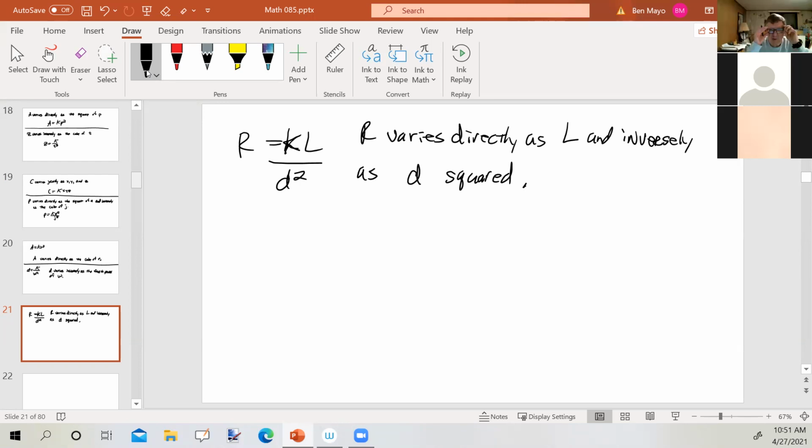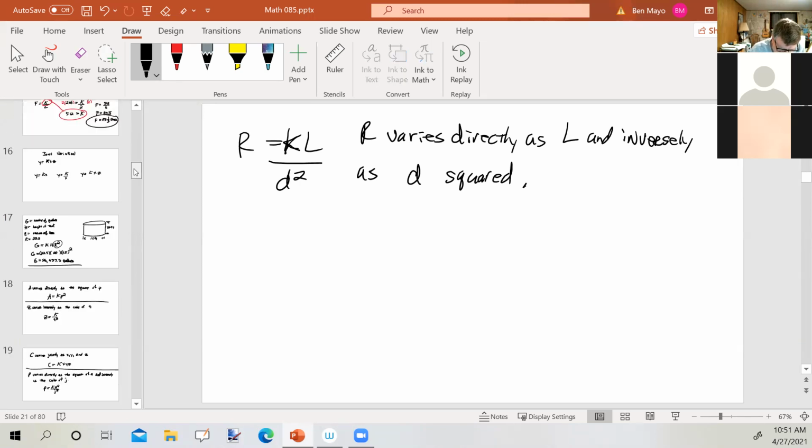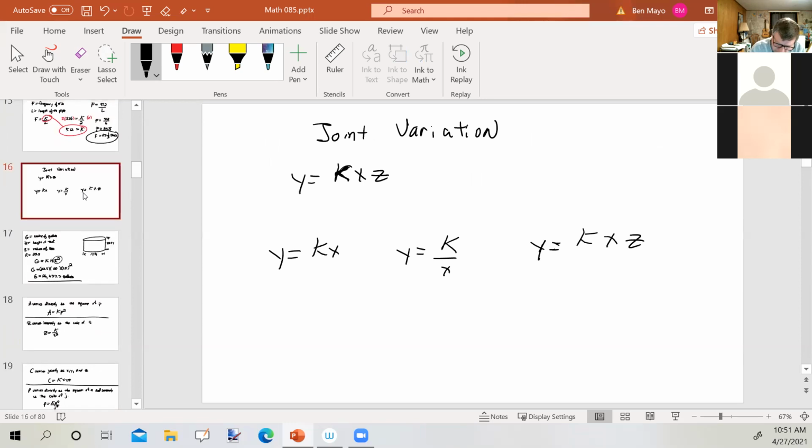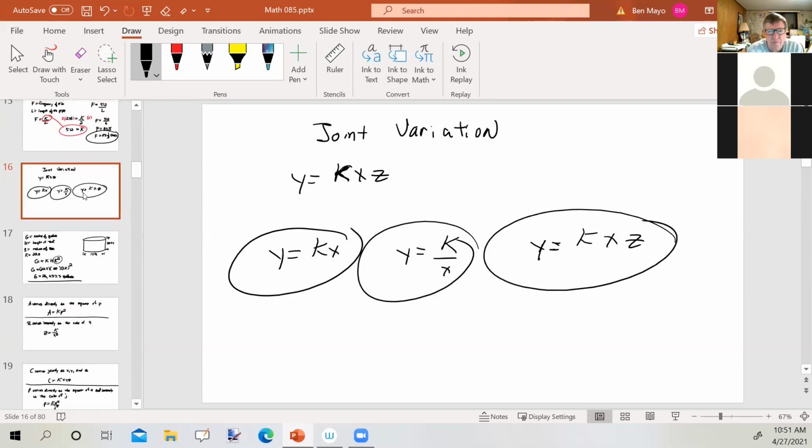All right, so you've got three kinds of variation: direct, inverse, and joint variation. So you need to have those formulas memorized for your upcoming test, the general forms. So again, here's direct, inverse, and joint variation.